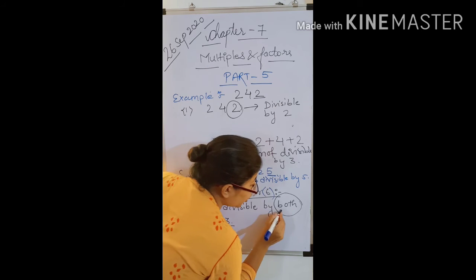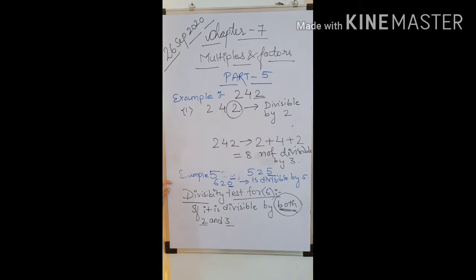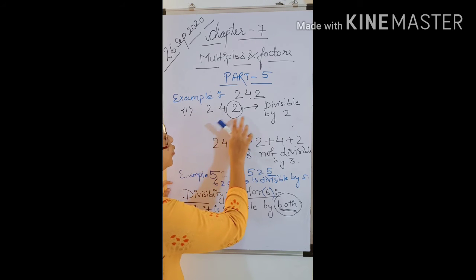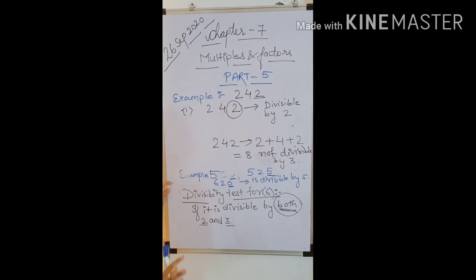No, because it was already mentioned that it should be divisible by both 2 as well as 3. It's not that you will say, ma'am, it is divisible by 2, so it is divisible by 6. No, only if it is divisible by both the given numbers, then it is divisible by 6. Let us take one more example.